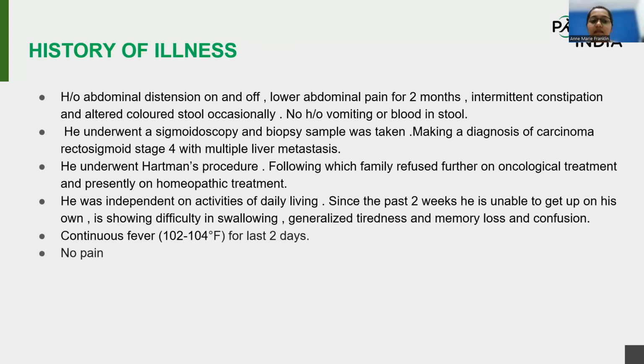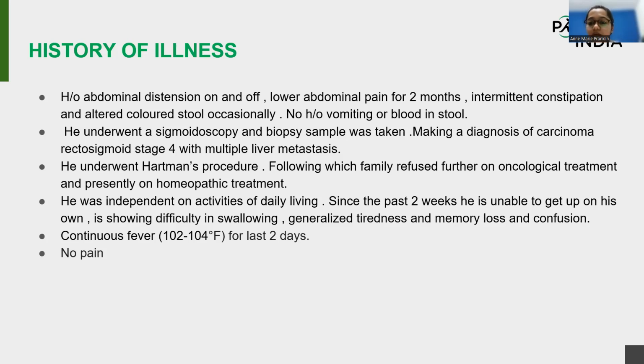Next slide. The history is that he was having abdominal distension on and off, lower abdominal pain for 2 months with intermittent altered colored stools, no vomiting, and blood in stool. He underwent sigmoidoscopy and biopsy, making a diagnosis of carcinoma rectosigmoid stage 4 with multiple liver metastasis. He underwent Hartmann procedure and a colostomy was done for him.